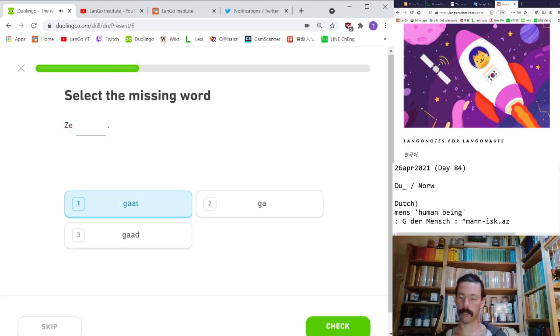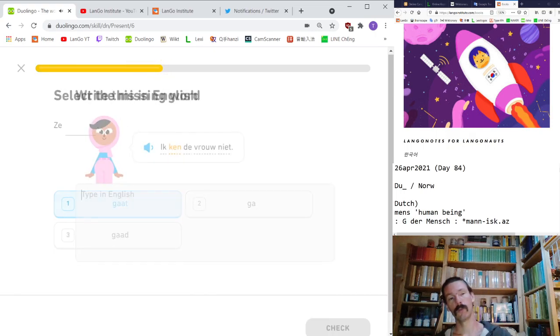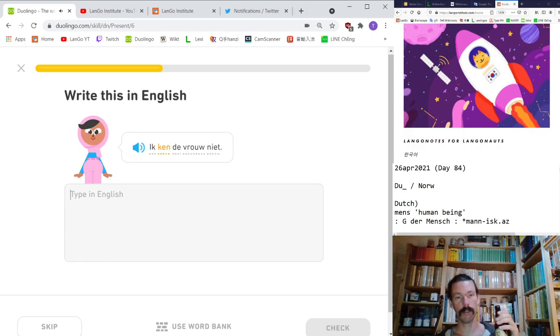Ze gaat. Can only be that verb form. It's related to our word go. Ik ken de vrouw niet. Ken de vrouw niet. This verb means to know a person, and it's transitive with a nominal object. I don't know the woman.